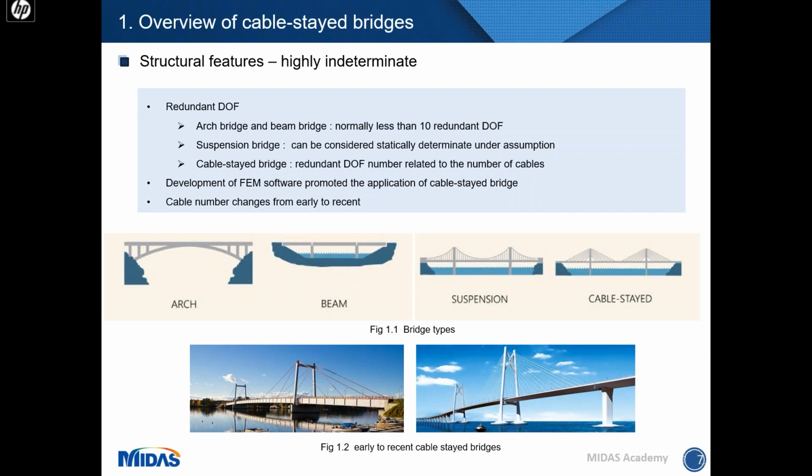Figure 1.2 shows the early cable-stayed bridge and the recent cable-stayed bridge. The left picture is the early cable-stayed bridge. We can see there are only a few cables. That's because in that year, people could not calculate very highly indeterminate structure. So they couldn't add too many cables. However, now the redundant DOF is not an issue, so we can add many cables. And increasing the cable numbers is very good for structure. I will explain it further later.